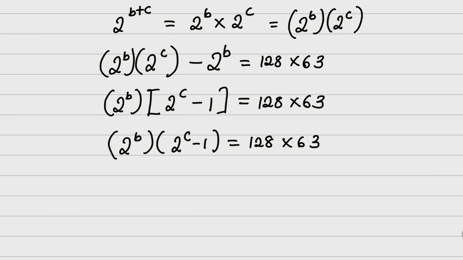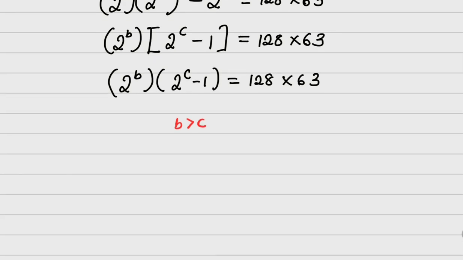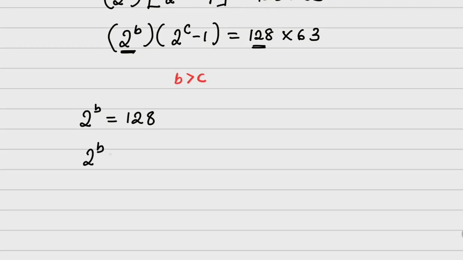Now, you know, b is actually greater than c. All right? B is greater than c. So we cannot have it that this 2 raised to power b should be 128. So I have 2 raised to power b should be equals to 128. Now working it out, this is 2 raised to power b is equals to 2 raised to power 7. So as their bases are the same, we now conclude that the powers must be the same. Hence, I have my b is equals to 7.